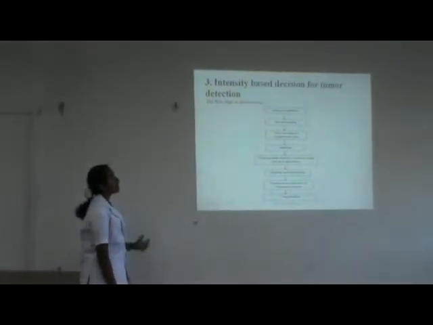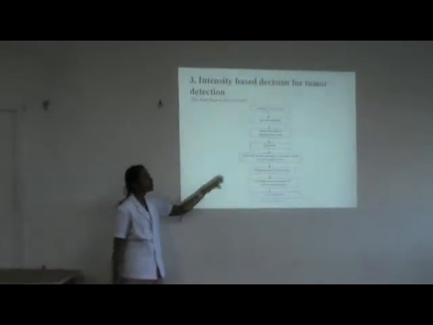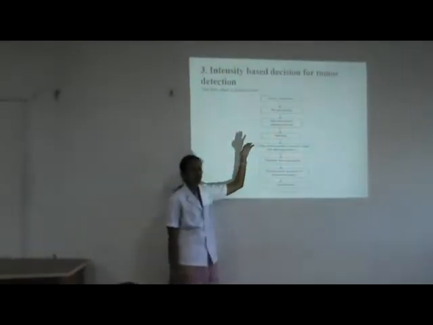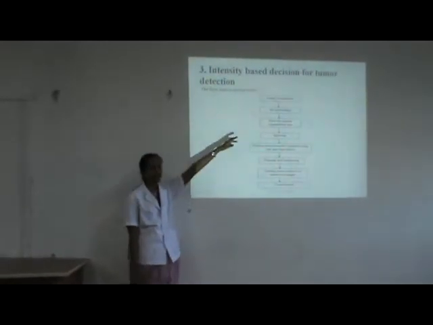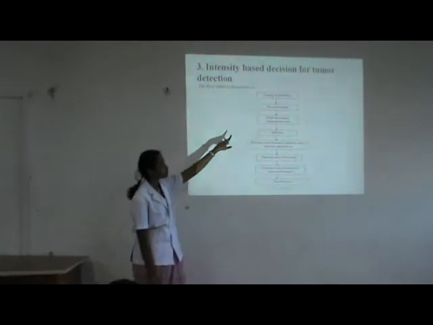And finally we are going to see the intensity based decision for tumor detection. This is the flow chart. First step is image acquisition, which we are taking from the MRI image, and next is pre-processing. In this we will strip the skulls.